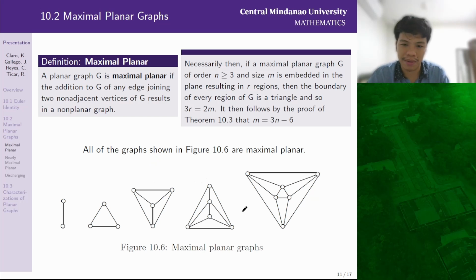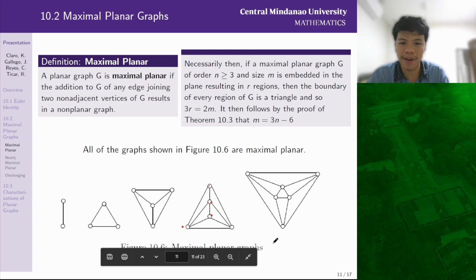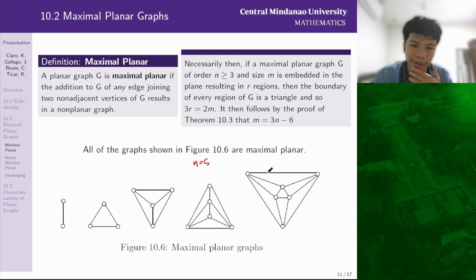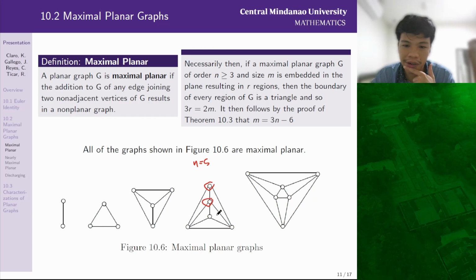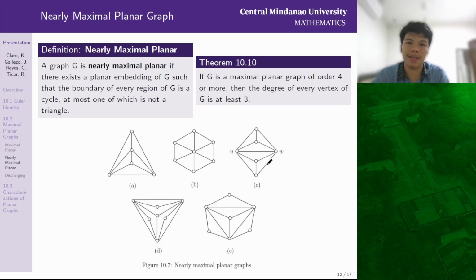So how about for this one? It has 1, 2, 3, 4, and 5. So n is equal to 5, satisfying greater than or equal to 4. And also, iyang mga degrees kay greater than or equal to 3 ba? Kani kay 3, 4, 3, 4, and 4. So satisfy, no? And so on, mo-satisfy niya atong theorem 10.10 nga if we have a maximal planar graph G with order 4 or more, so sa mga degree gid ani nila jud tanan is that at least 3, no? When you say at least 3, greater than or equal to 3.